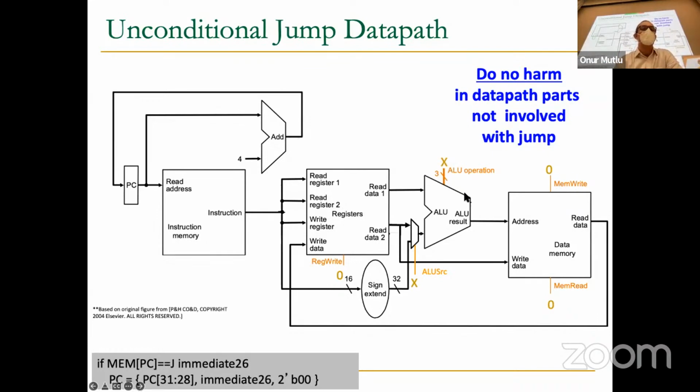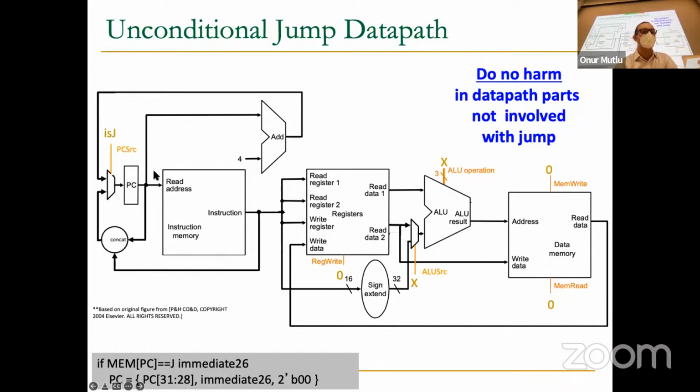And some of the other parts you don't care, basically. You don't care what the ALU does, because you're not going to use that result. You don't care what this mux does. You don't care what any other mux does over here, because you're not going to use the result. In fact, none of these parts of the data path is involved in the execution of the jump. Some other part is going to be involved, because we're going to update the PC. So what we're going to do is this.